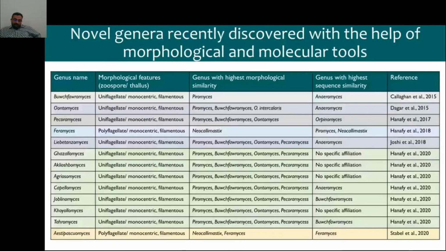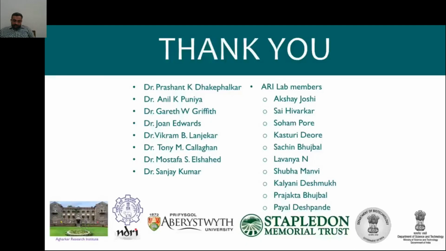And even in the recently described genera, the same is the case. So based on these observations, we can see that if we go by the morphological identification tools alone, we end up identifying them wrongly. And if we go by the molecular or sequencing tools alone, again we are going to end up identifying them wrongly. So it is absolutely necessary to use both morphological as well as molecular tools to correctly identify these different anaerobic fungal cultures. Thank you.